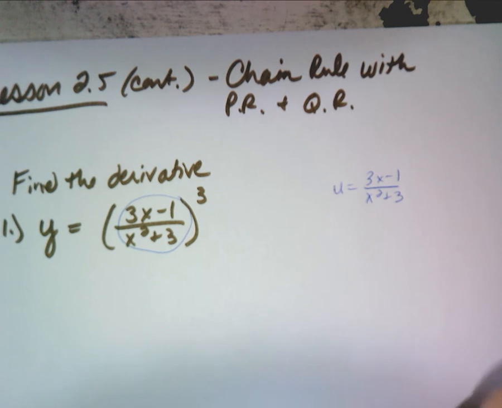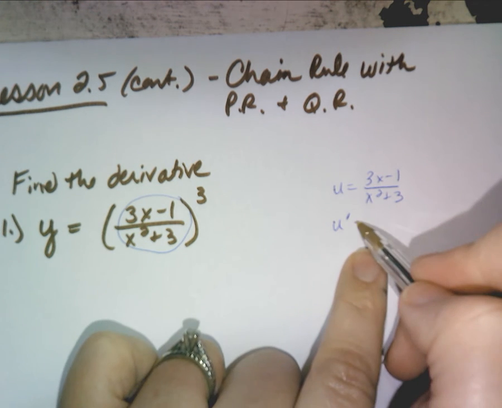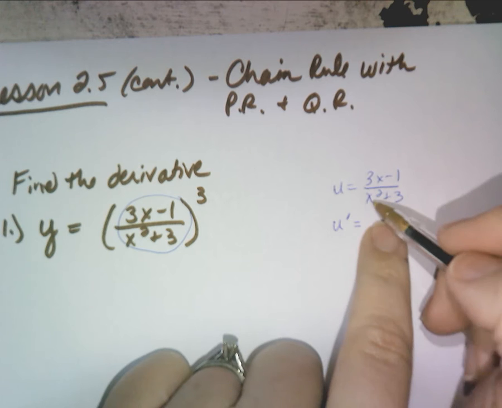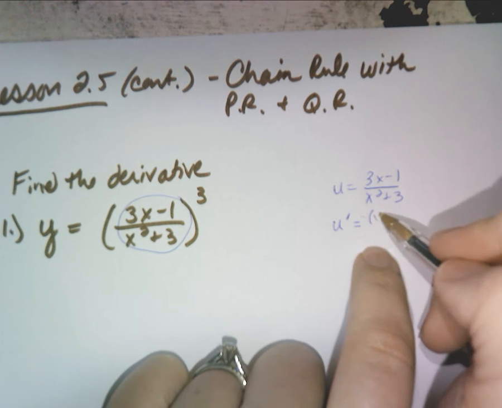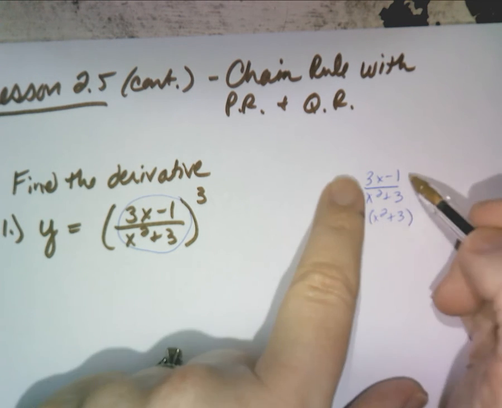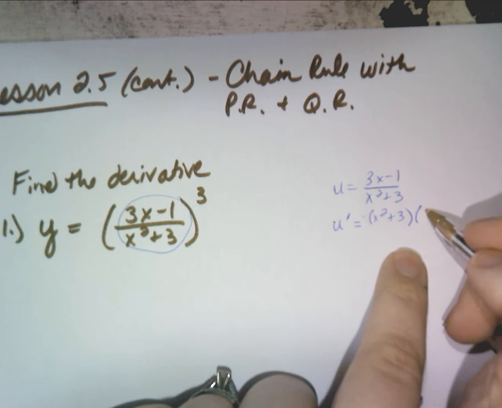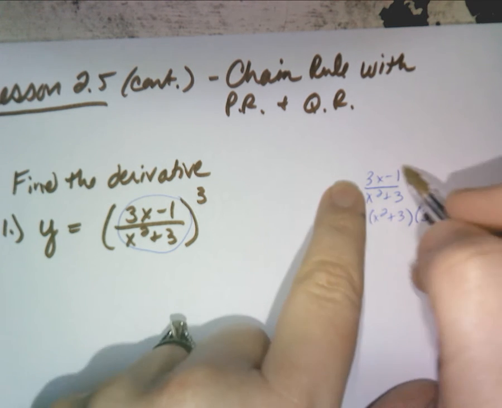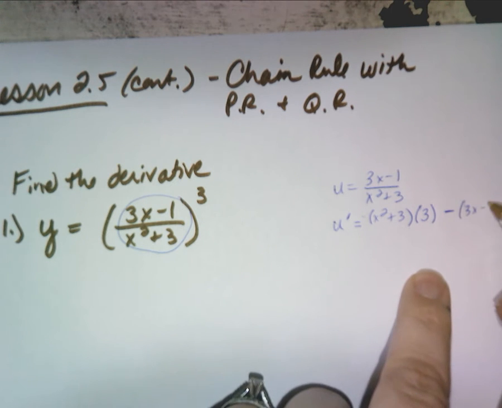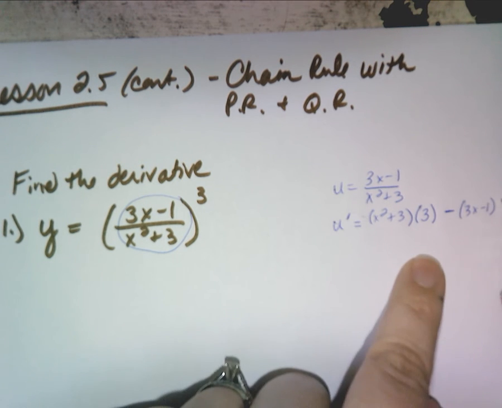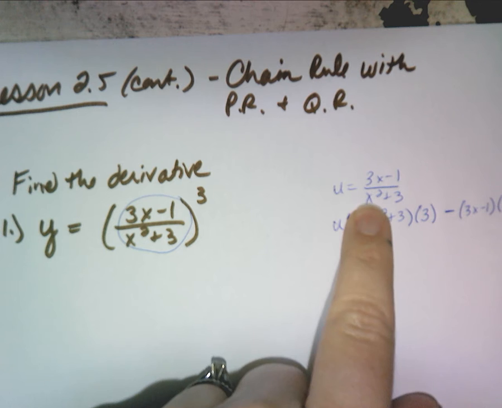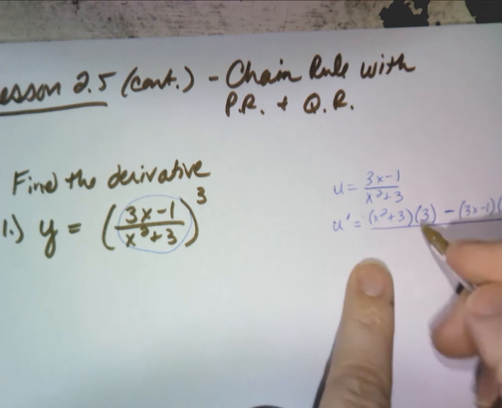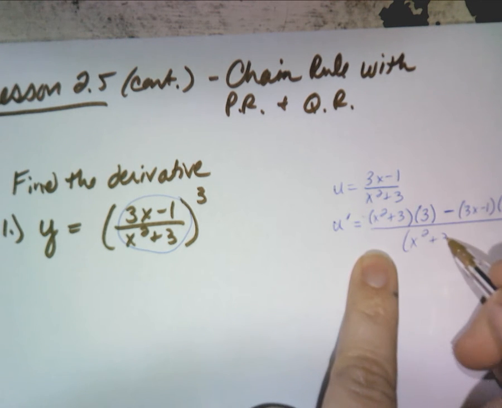So how do you take the derivative of a quotient? Got to do quotient rule. All right, so here we go. Denominator times the derivative of the numerator, which is 3, thank you. Minus the numerator times the derivative of the denominator, which is 2x, all over denominator squared.